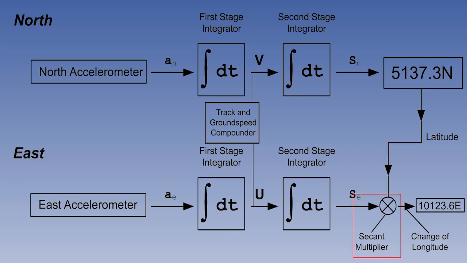The latitude therefore passes to a secant multiplier. This converts it to change of longitude, which is added to the initial position to generate a new longitude. Because of the speed at which computers operate, this process is repeated many times a second. We therefore have a continuously updated present position.